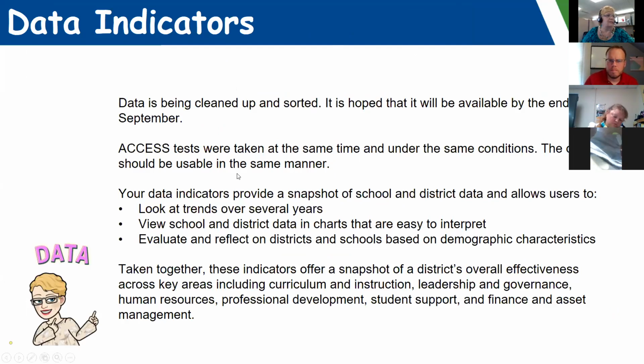So the next thing, the data indicators. As far as our data indicators go, they are not quite ready yet. Drew is working on cleaning them up and sorting them, and it's hoped that they'll be available at the end of September, but he's waiting on some other information from other sources before he can send those out.